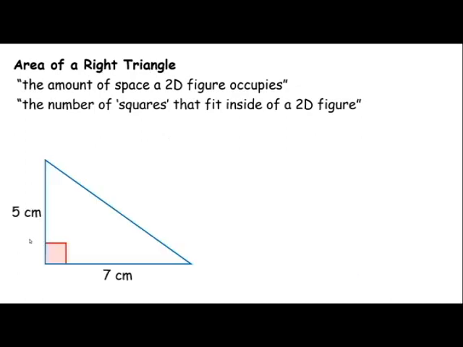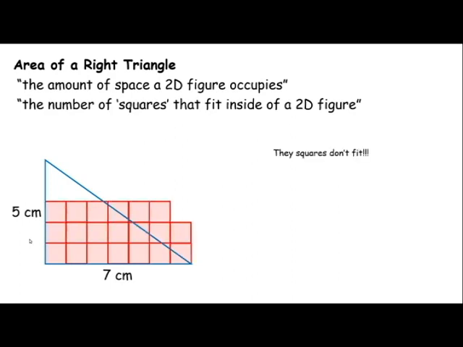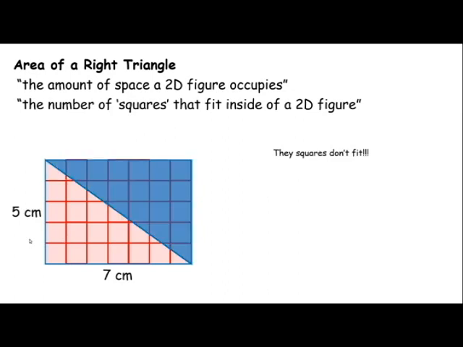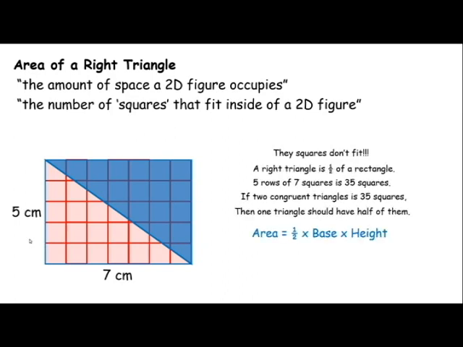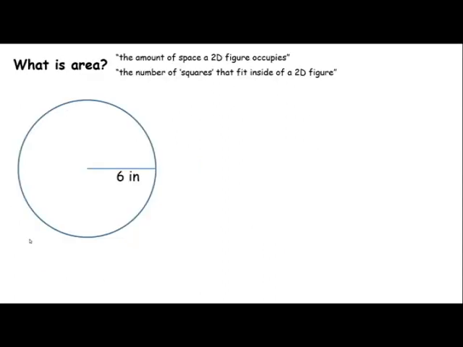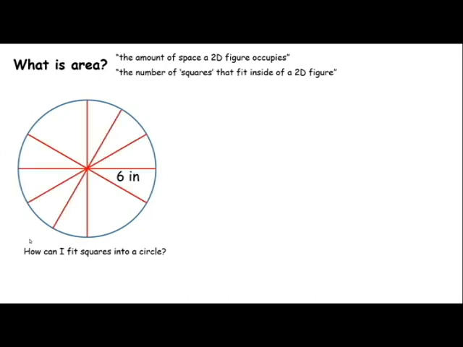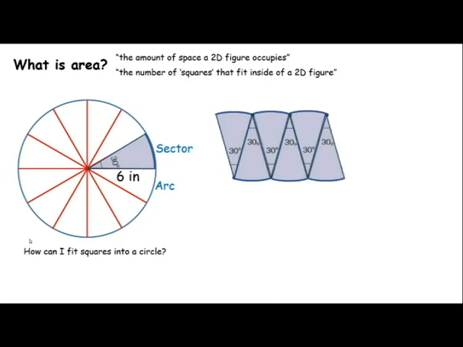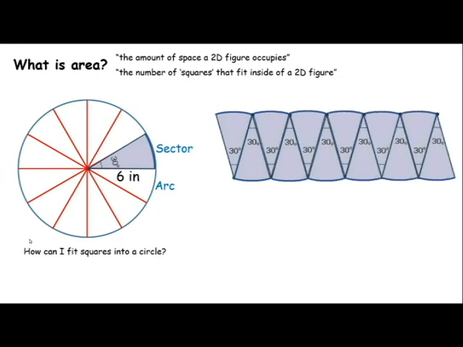When we talk about the area of triangles, we need to talk about the fact that we're still filling it with squares, but they don't fit. However, if we take two congruent triangles, we can actually make a rectangle and we can make these squares fit. Again, I do that in much more detail in my lesson that you can look up here on YouTube. When we do circles, circles are kind of cool. You can actually make a really fun lesson for this for your students. And you can talk about how if you cut this into wedges, you can make something that approximates a parallelogram.